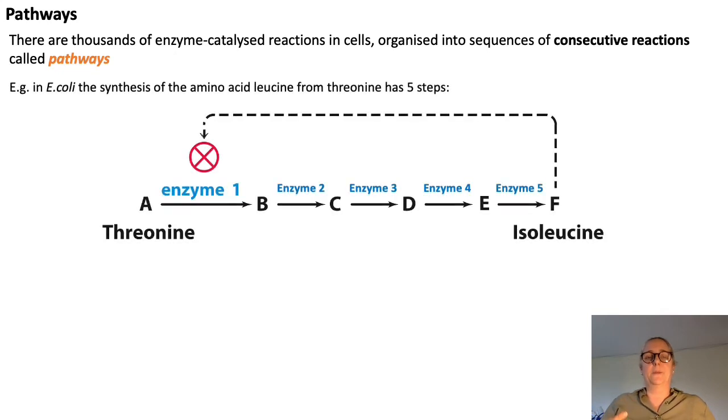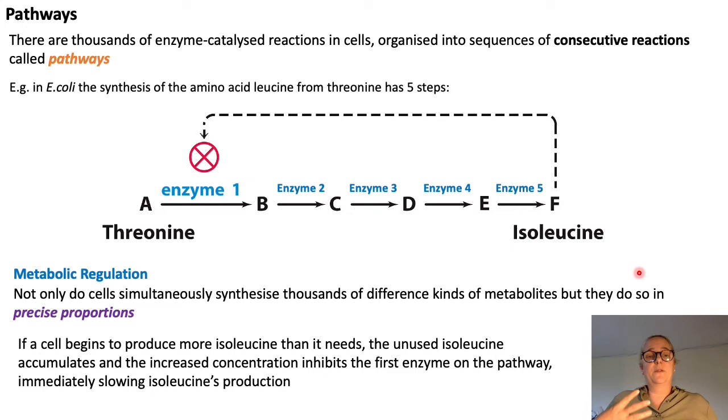So if we take, for example, E. coli, it synthesizes the amino acid isoleucine from threonine. And this is done in 5 steps. Here, for example, we have threonine, enzyme 1 reacts with A to produce B. B reacts with enzyme 2, C reacts with enzyme 3, D reacts with enzyme 4, E reacts with enzyme 5, then to produce isoleucine.